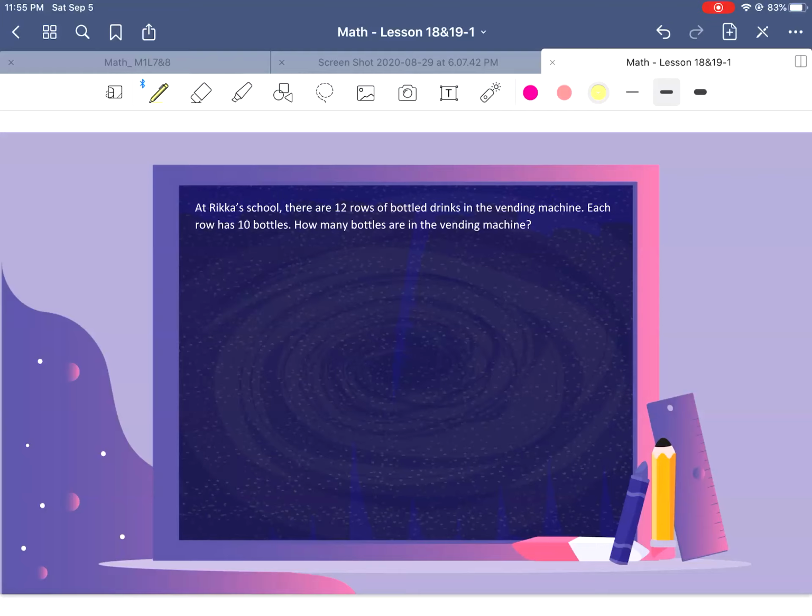At Rika's school, there are 12 rows of bottled drinks in the vending machine. Each row has 10 bottles. How many bottles are in the vending machine? So some of you might start trying to draw like this, because it says there are 12 rows. And in each row, there are 10 bubbles. So you might want to draw this complete array, but we also know that it's a little too tedious and takes a long time. So instead, I'm just going to use my multiplication sentence.